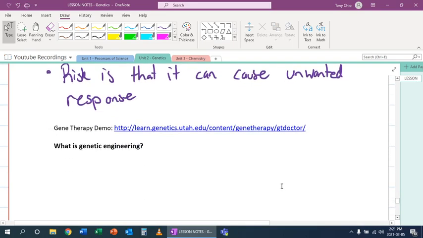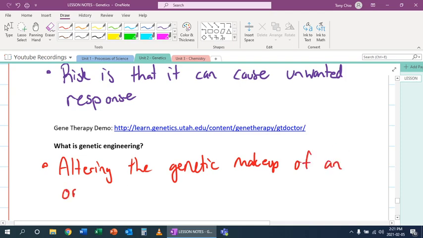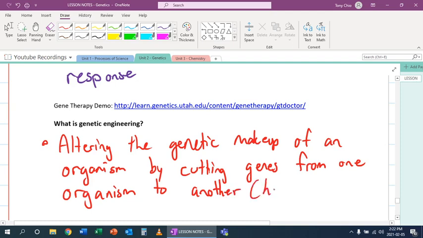But now we're going to talk about genetic engineering. What genetic engineering really is, is altering the genetic makeup of an organism by cutting genes from one organism to another. And we call this other one the host.